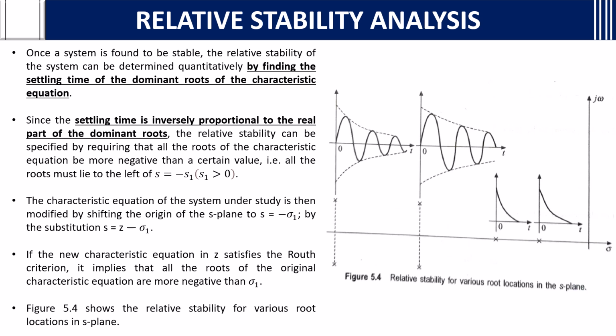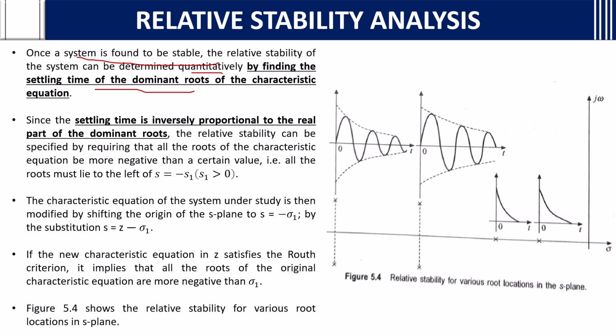Relative stability analysis. First we will see what it is. Once a system is found to be stable, the relative stability of the system can be determined quantitatively by finding the settling time of the dominant roots of the characteristic equation. What it means is, once you know the system is stable, then you can find the relative stability of the system quantitatively. Quantitatively means using values. Quantitatively by finding the settling time of the dominant roots of the characteristic equation.